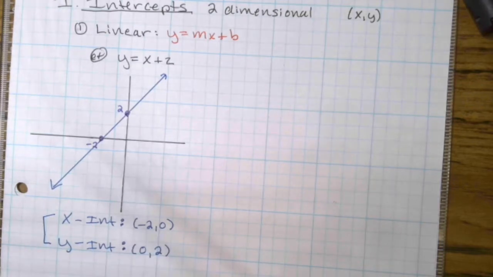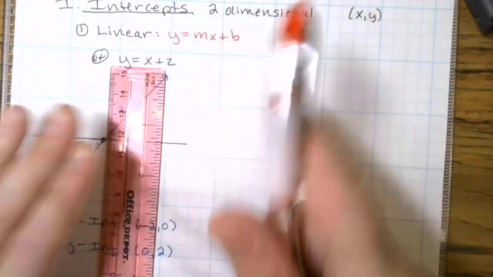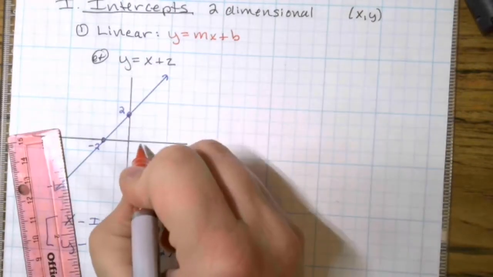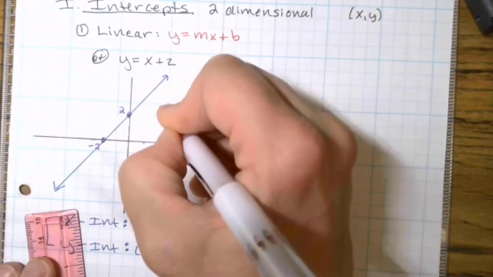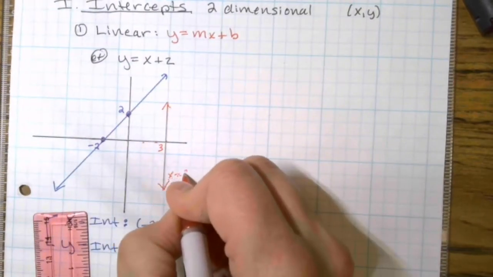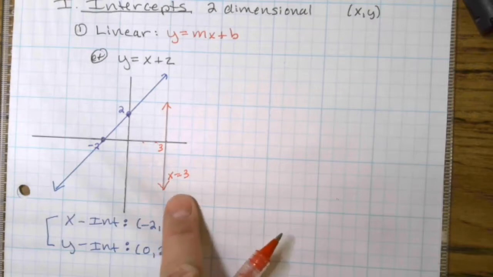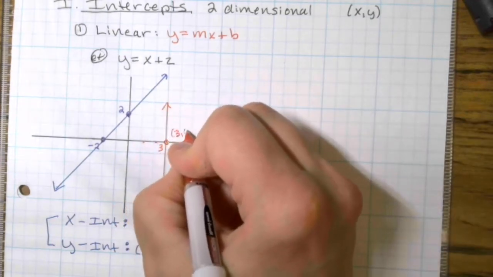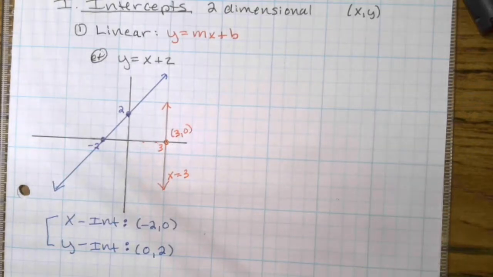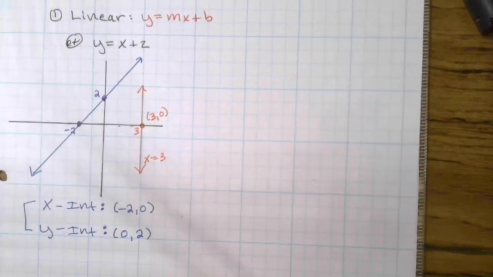If it only has an x or only a y, for example, if you had the function x equals 3, there is no y in the equation. It's still two-dimensional, but it has no y in it. And so all you will have is a single x-intercept at 3, 0. So one-dimensional equations can still be graphed in 2 dimensions, and you can write the intercepts.